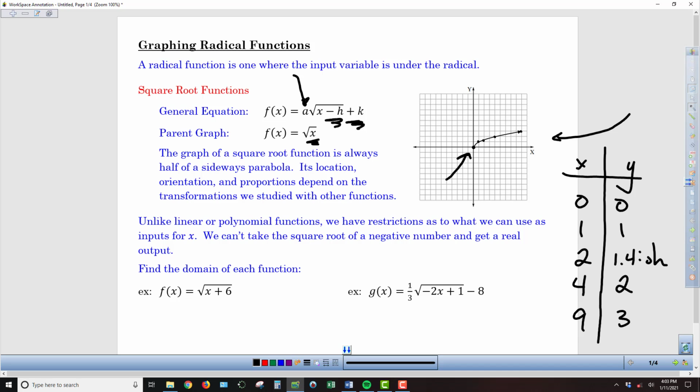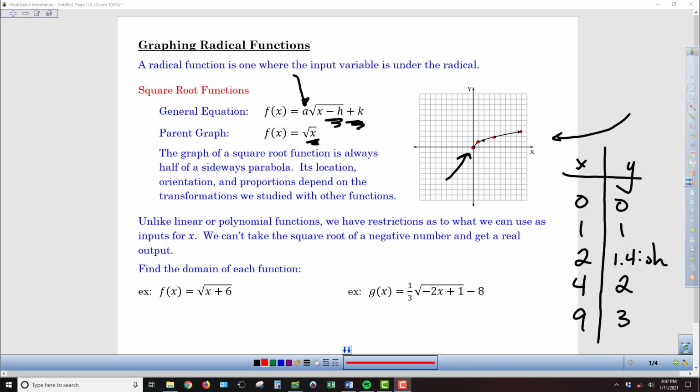And so in other words, we've built this parent graph, and we should remember what this numerical pattern is, similar to how we can do so for other functions, where from our starting point, right here at the origin, we're going over 1, up 1, over 4, up 2, over 9, up 3.